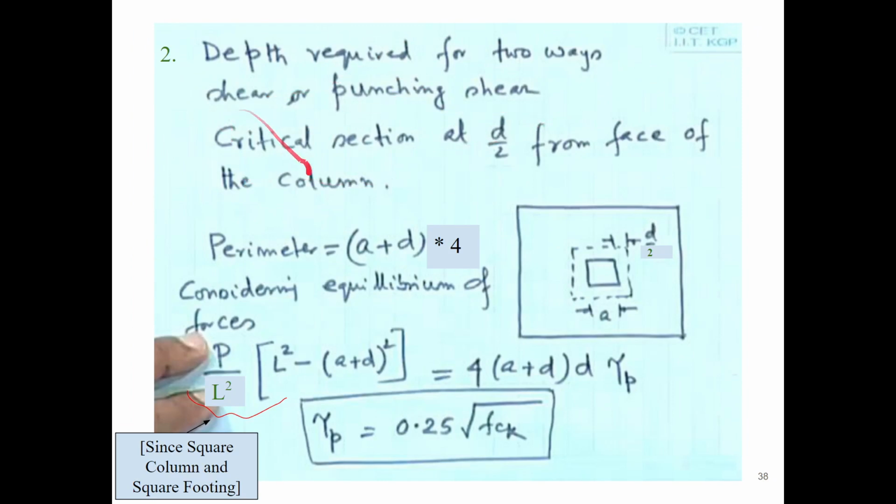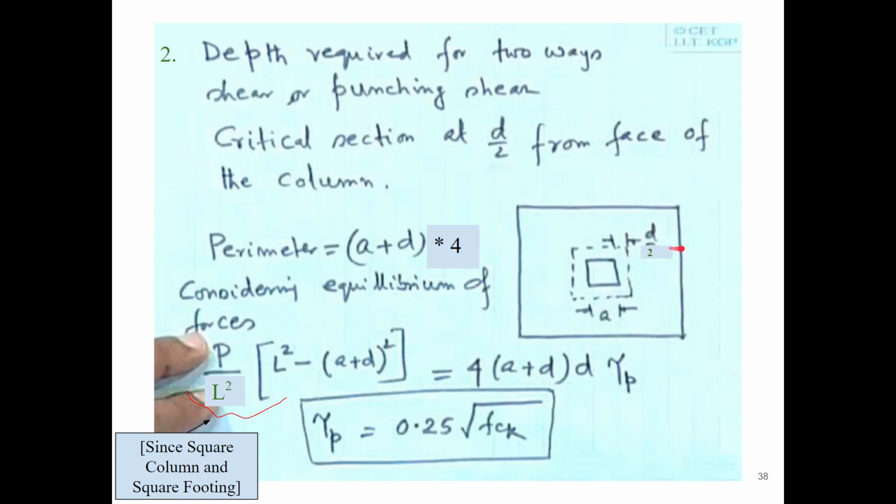In this case, the critical section is at D by 2 from the face of the column, as we discussed. So perimeter is (A plus D) into 4, right? Now considering equilibrium of forces, this is acting and this is resisting. Acting is P by L square into (L square minus (A plus D) whole square). I guess you have understood why it is such, because P by L square is the load acting and L square is the total area. And because it is two-way punching shear, the load is acting from all the sides.